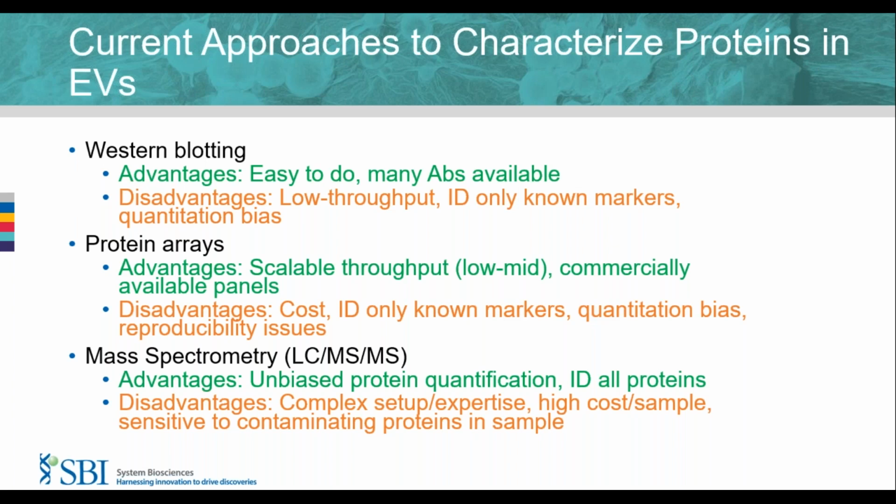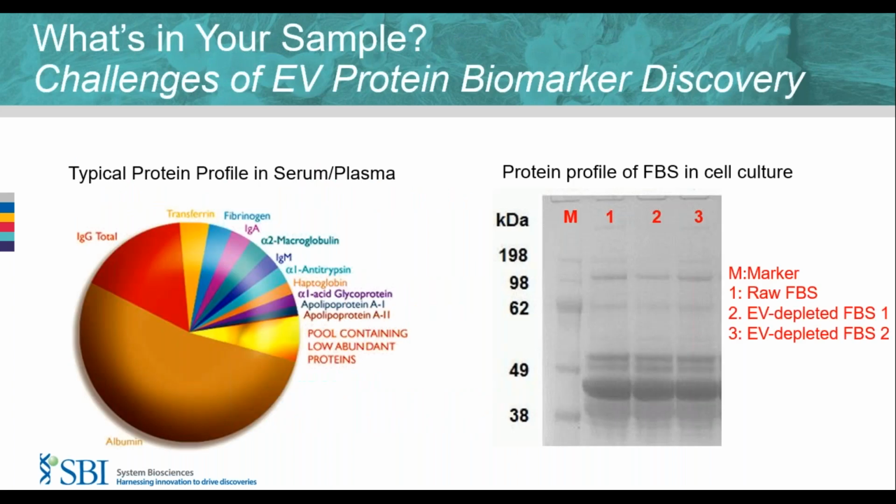Protein arrays have the advantage that, at least, they're scalable and low to mid throughput. And there are many commercially available panels. However, it's expensive. And again, there is a certain bias in the sense that you're only identifying known markers, and there is also a quantitation bias. The most comprehensive approach, mass spectrometry, is an unbiased protein quantification, but it is a complex setup. It requires expertise. The cost is much higher per sample, and it's extremely sensitive to contaminating proteins in the sample.